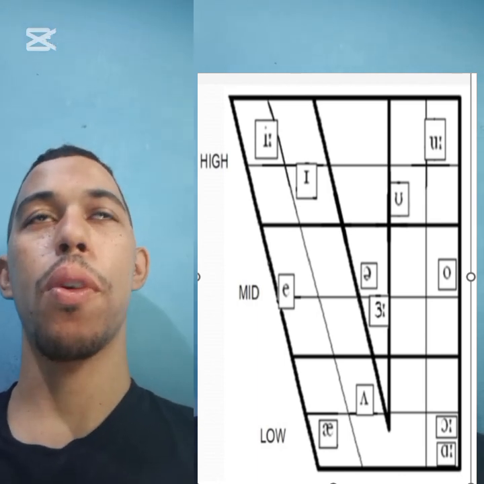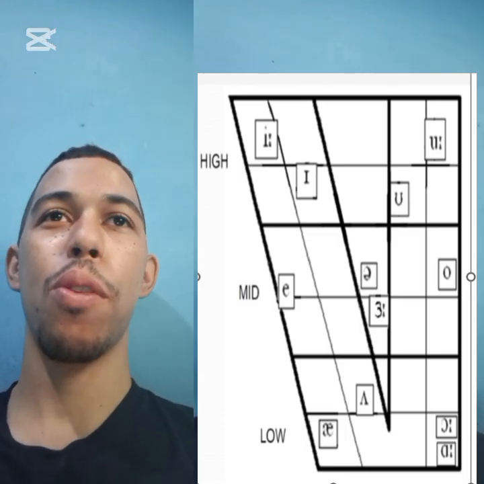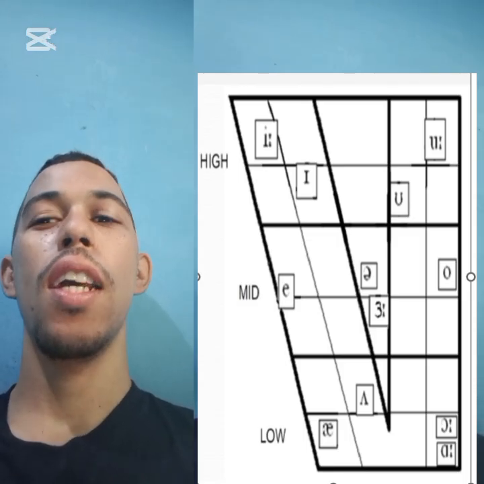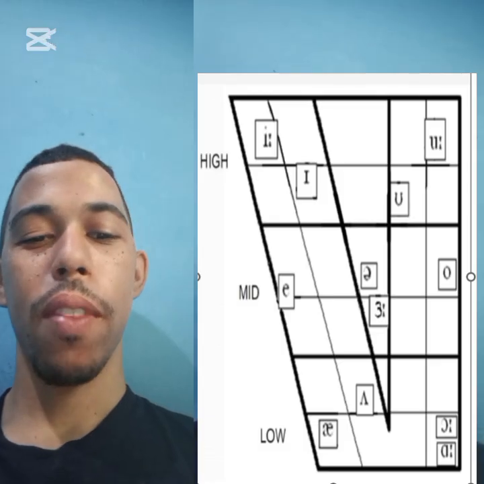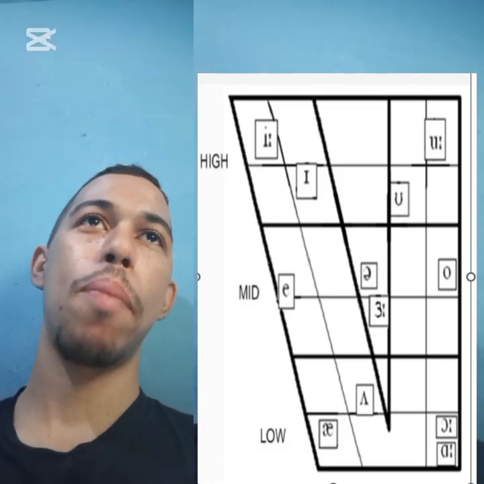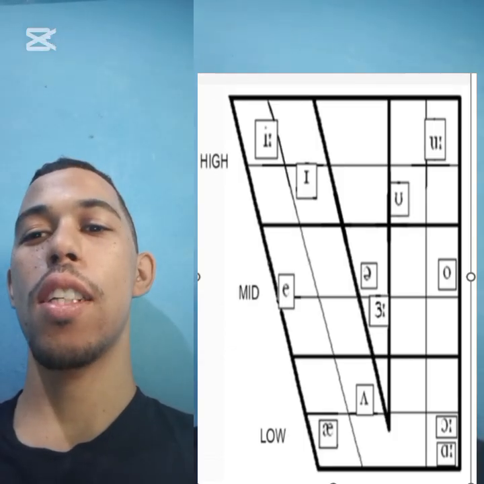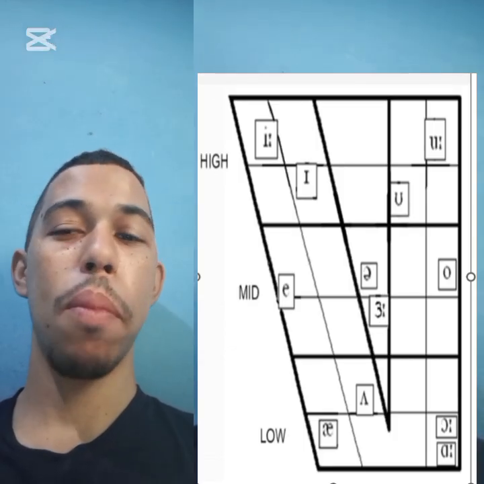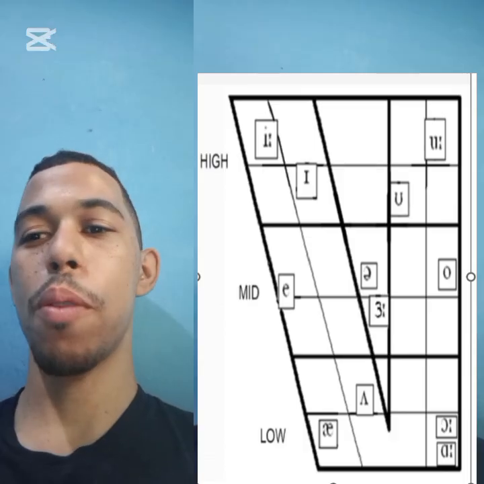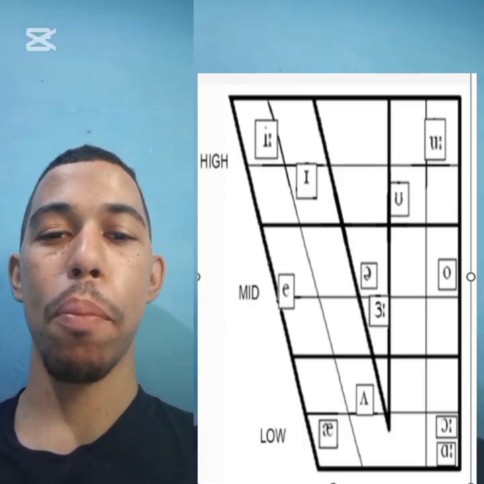Like I said before, vowels are different from consonants because vowels don't require articulators. And so here we have the IPA vowel chart, and as you can see, the vowels can also be classified into front vowels, middle vowels, and back vowels.